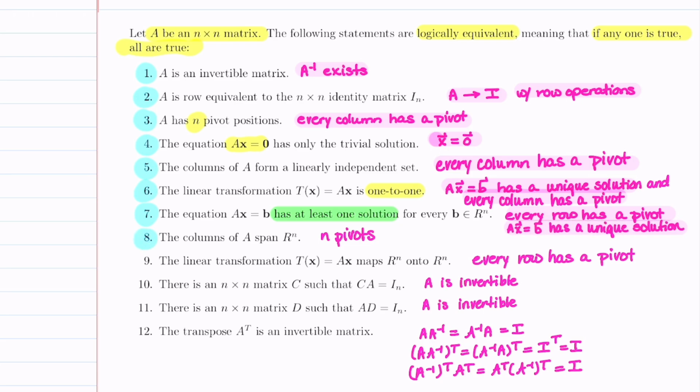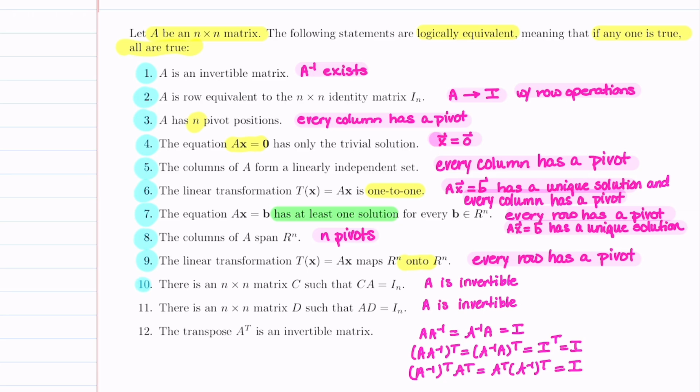Condition number 8 says that the columns of A span Rn, and we know this is true because we have n pivots. Statement 9 is another statement about linear transformations, and it says that the linear transformation T(x) = Ax maps Rn onto Rn. This is because every row has a pivot.